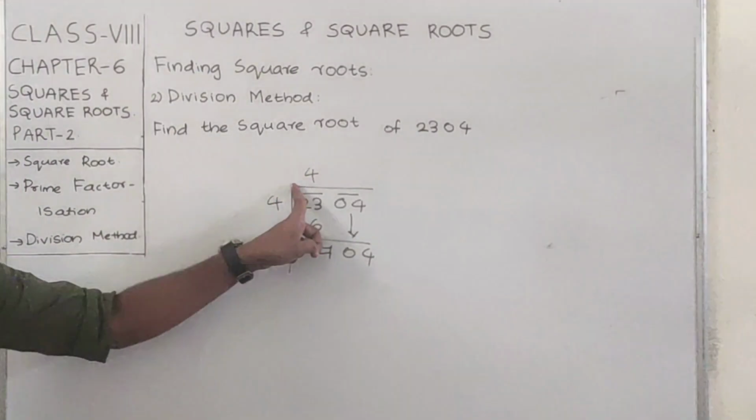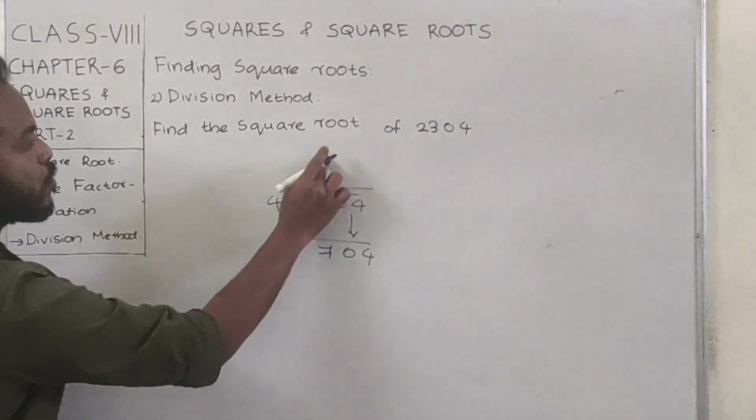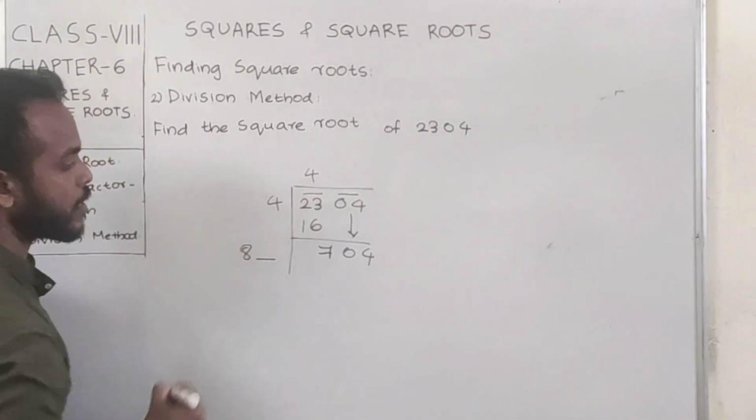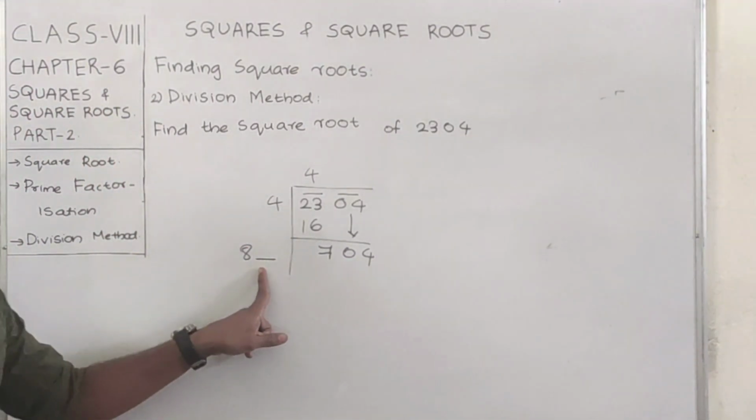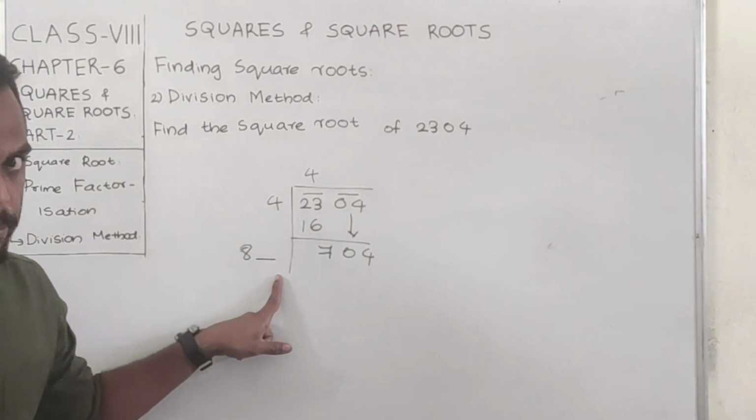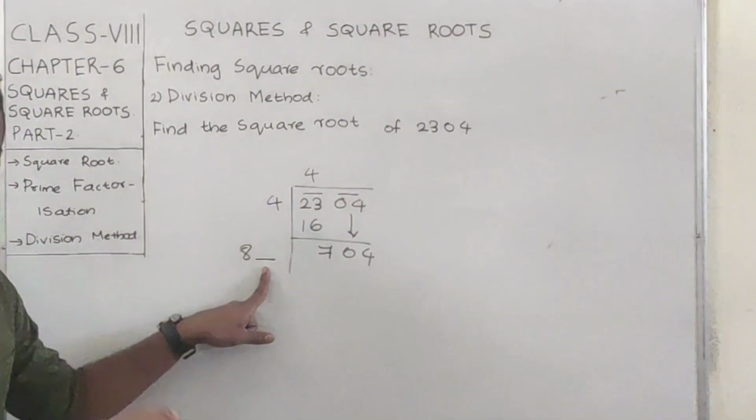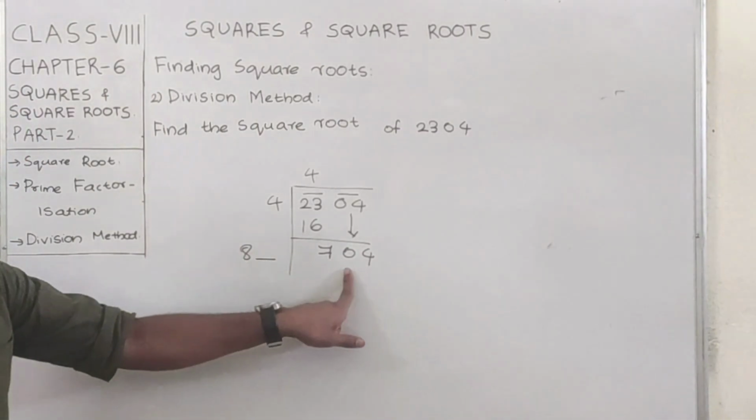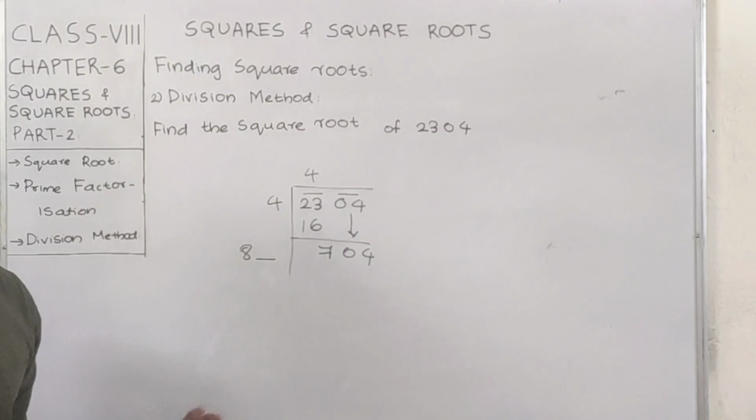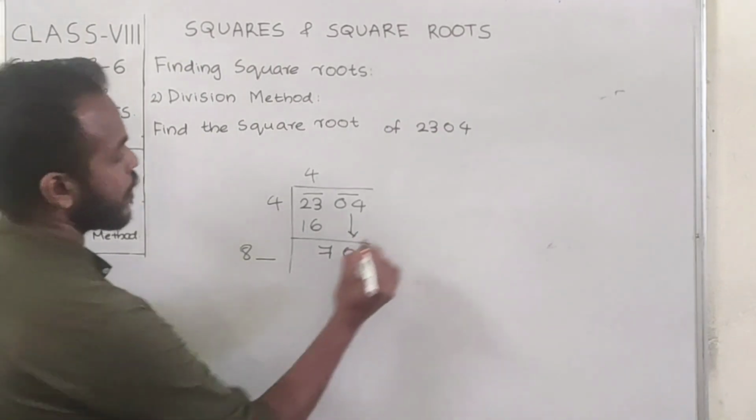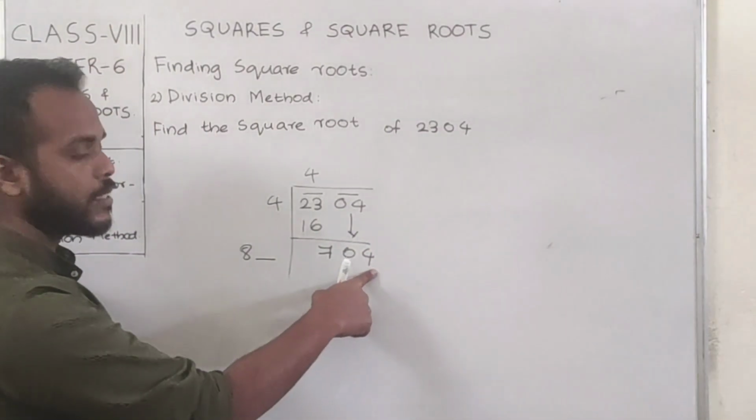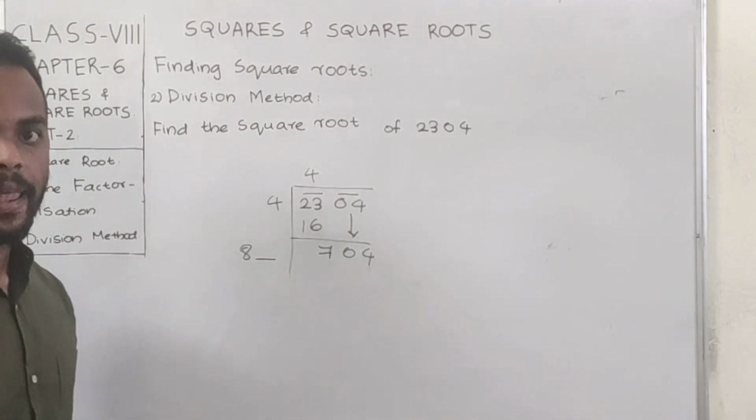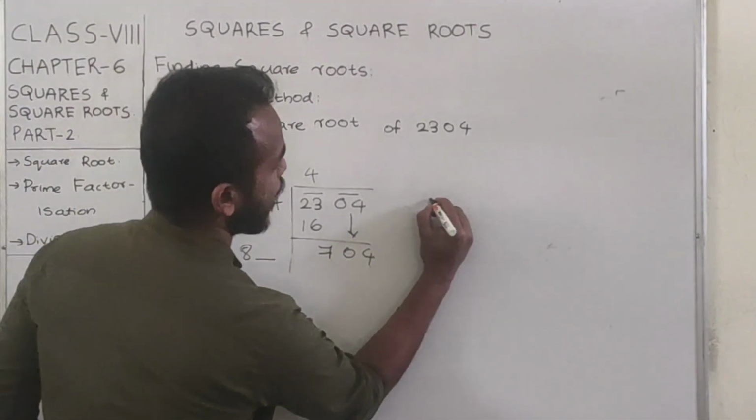Next step is to take the double of the number in the quotient. So double of 4 is 8. Then we will put a blank over here. This is the important step. Don't get confused. We are just putting a blank, and we need to put a number such that the product of this whole number and the new number should give us a number near to 704 or the number itself. So what happens? The units place is 4, so the possibility is that it will be either 2 or 8, right? So we will go for that.